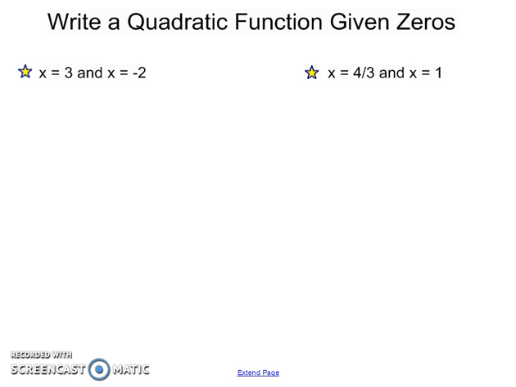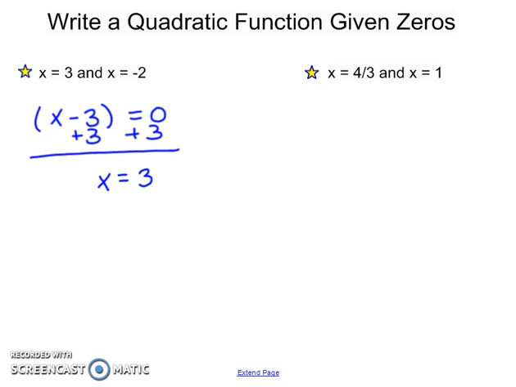First thing we want to look at in this example, where x equals 3 and x equals negative 2, is what factors are going to give us x equals 3 and x equals negative 2 if we were to set them equal to 0. So if I had something in parentheses equals 0, and I want to end up with x equals 3, what is going to make me solve it to get x equals 3? Well, if I have x minus 3 equals 0, if I add 3 to both sides, I end up with x equals 3. So what we're doing is we're basically using the opposite sign.